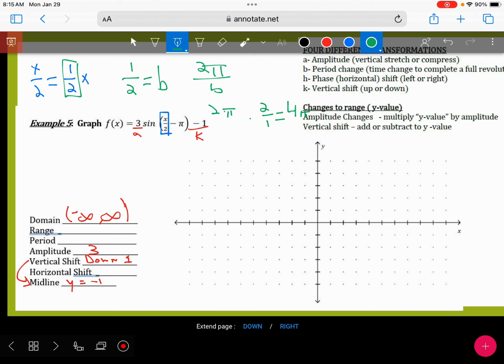Does it make sense how I was able to do that? If I plug in b to 2 pi over b, then it's 2 pi over 1/2. The way we can divide fractions is keep the one on top, change it to multiplication, and then flip the one on the bottom. Yep.